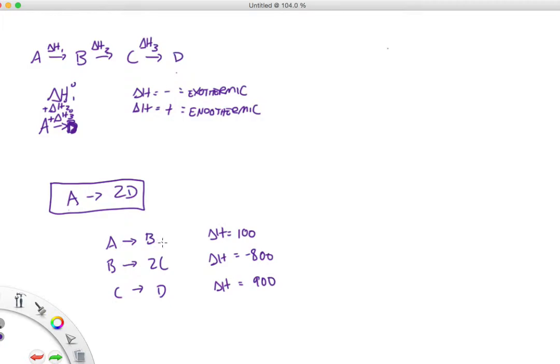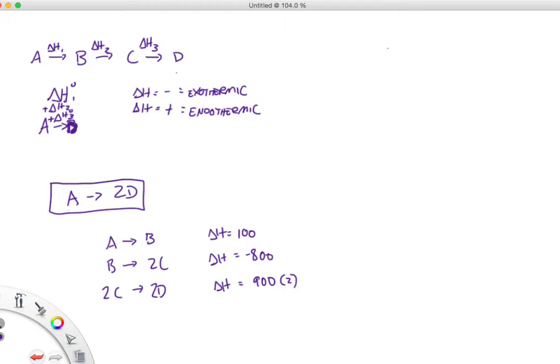I go from A to B, then I go from B to 2C, and then, well, I don't even have 2C, but I've got C going to D. Now you might just say, right, I need to multiply this whole thing by 2 right here, and then I would get the right overall reaction. That's right, and I'm going to do that. So I'm going to multiply this whole thing by 2, and this will be by 2 as well.